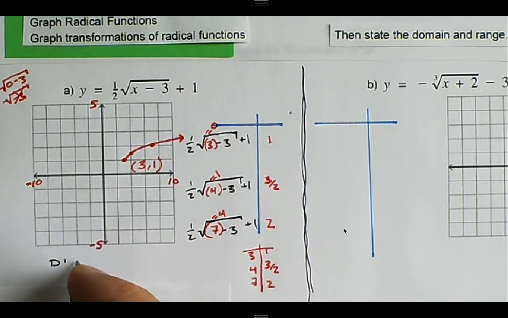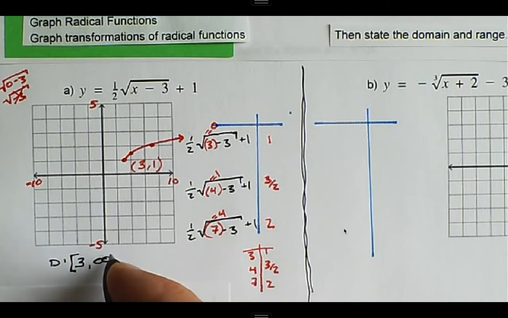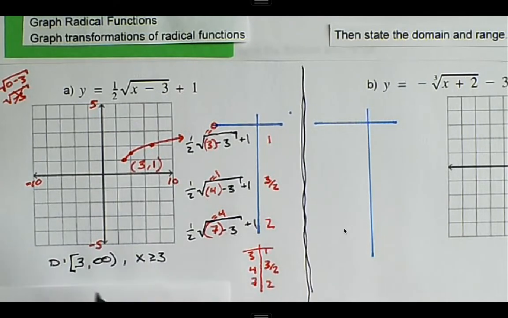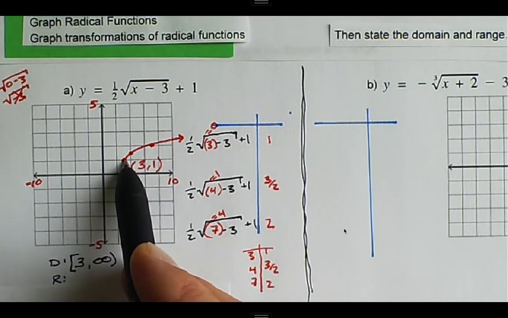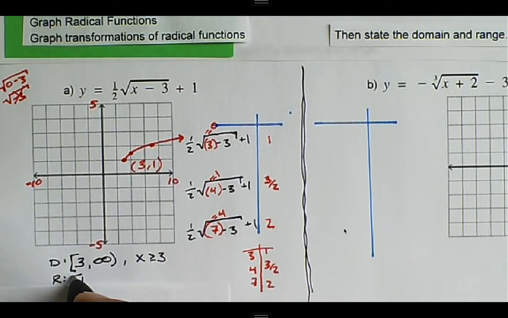So 3 is the smallest value, and that is included. And we go to infinity, and that is not included. Another way we can do it in set builder is we can say x is greater than or equal to 3. And we can also do our range. Our range here is going to start at the lowest value, which is 1, and that 1 is included. And then that goes to infinity. We can do that in set builder too. We can say y is greater than or equal to 1.